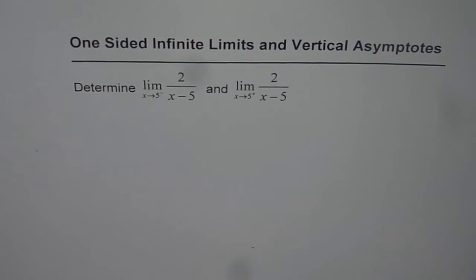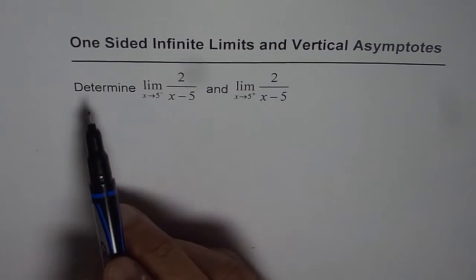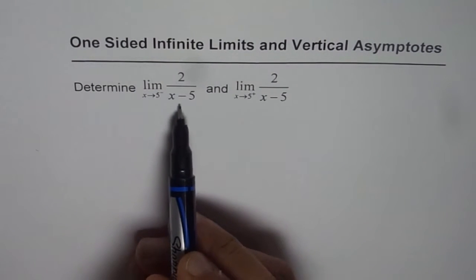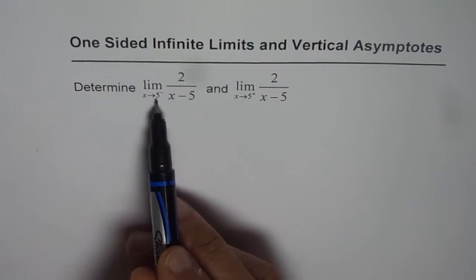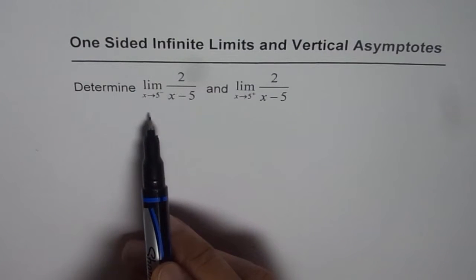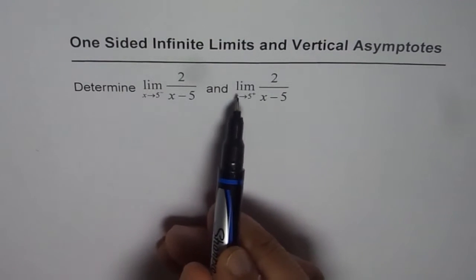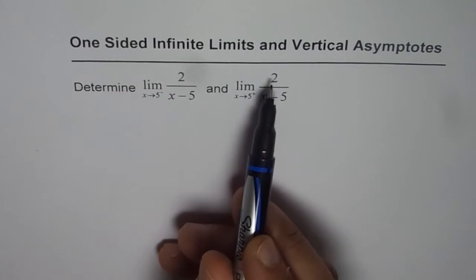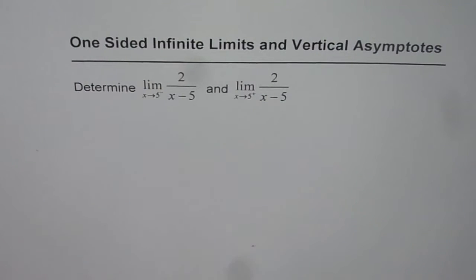One-sided infinite limits and vertical asymptotes. While these two things are kind of related, we'll try to understand them with the help of this example. The question here is, determine the limit of 2 divided by x minus 5 as x approaches 5 from the left side. That minus indicates the left side. And the limit as x approaches 5 from the right side of 2 divided by x minus 5.